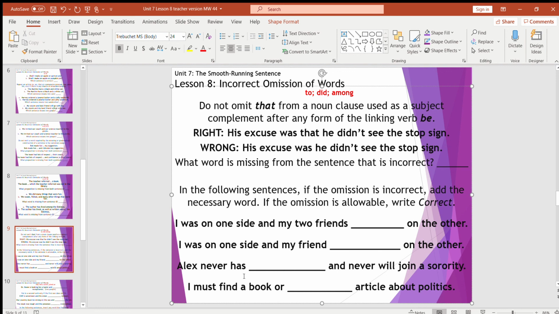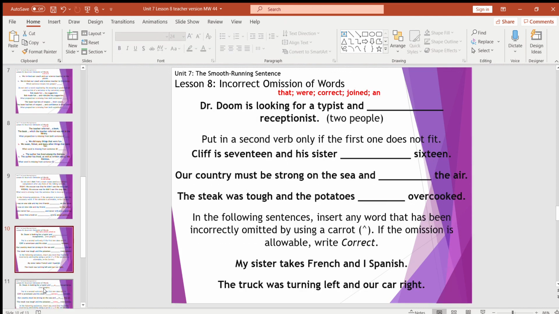I must find a book or blank article about politics. So the article a, does it work in front of the word article? Nope, that one needs an article, A-N.